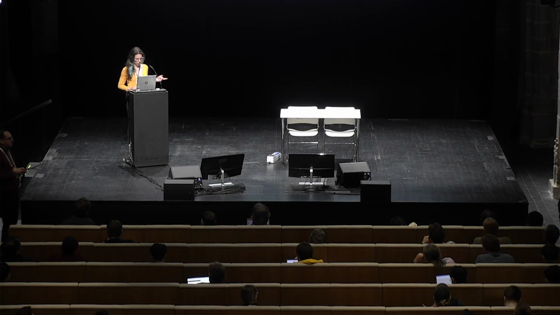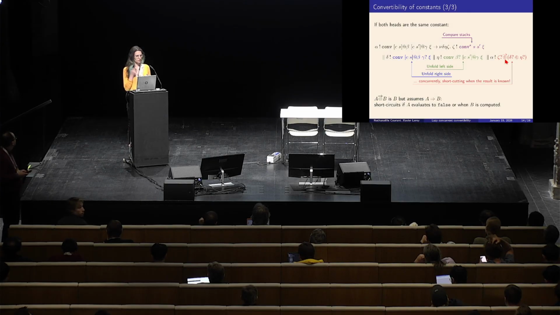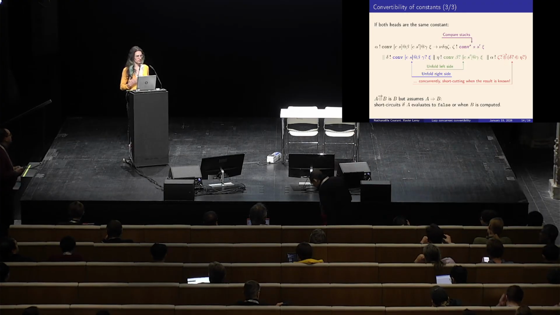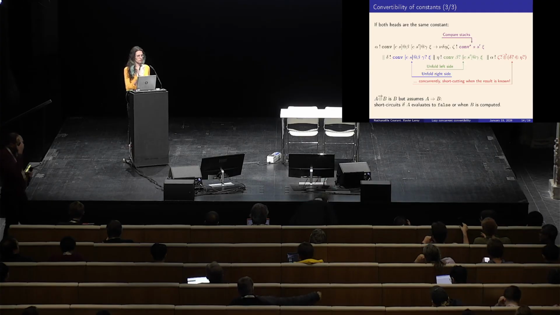Yes, so the idea to replay proof traces is simply that when we have these short-circuiting operators, we could simply annotate them with the side that short-circuited, the side that computed. And if we want to replay a proof trace, we simply ignore the side that did not short-circuit. And so this is the only non-deterministic part.